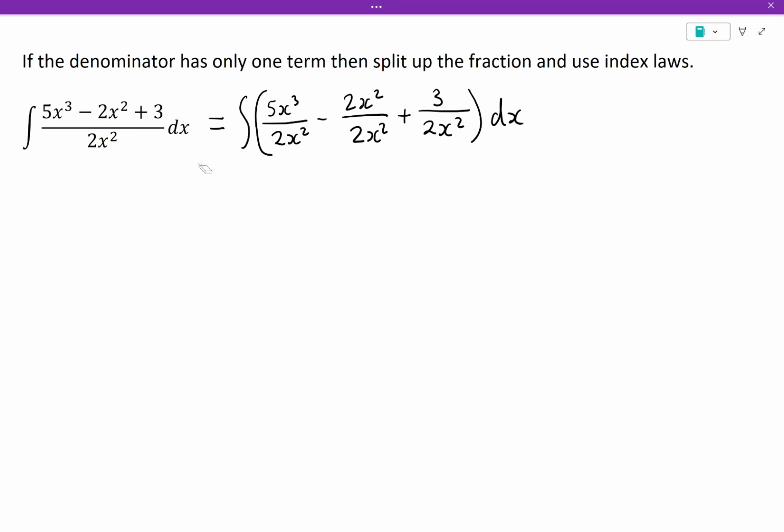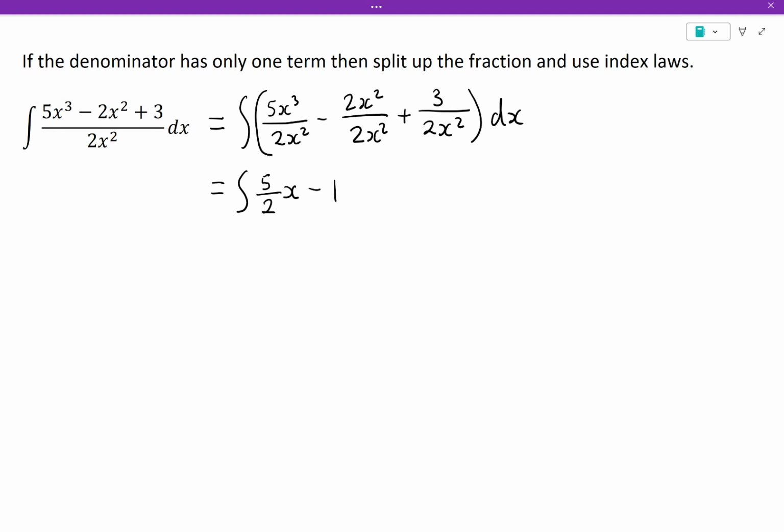Now, what I'm going to do is simplify each individual fraction using indices laws. Okay, so it would become 5 over 2. And then if we subtract our powers, it's going to become x to the power of 1, like that. But the next fraction, the numerator and the denominator are the same, so therefore it's just going to become 1. And then for my final fraction, we haven't got x in the numerator, but when we integrate, we don't want x in the denominator.